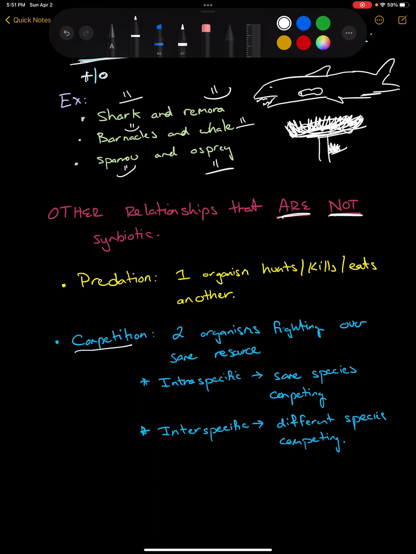And then we also have competition. Competition is when two organisms fight over the same resource. And then we have two different kinds. We have intra-specific and we have inter-specific. Intra means it's the same species. So if you have two robins fighting over a worm on the lawn, that's intra-specific. And inter-specific is when you have two different species competing. So maybe you have a robin and a blue jay fighting over it. Still relationships that are worth noting, but they're not symbiotic because they're not living together necessarily, not in the same way.